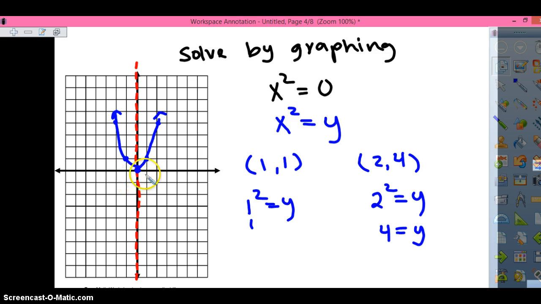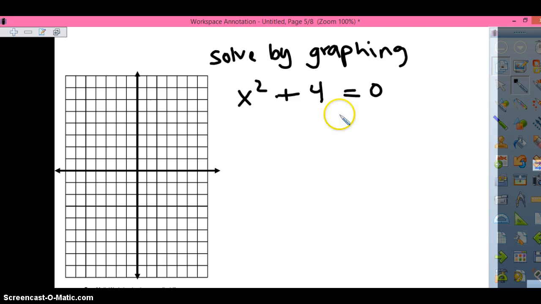What do you think would be the solution to this quadratic equation? The solution would be 0. Why 0? Because that's the point where it crosses the x-axis at 0. How many solutions here? One solution.